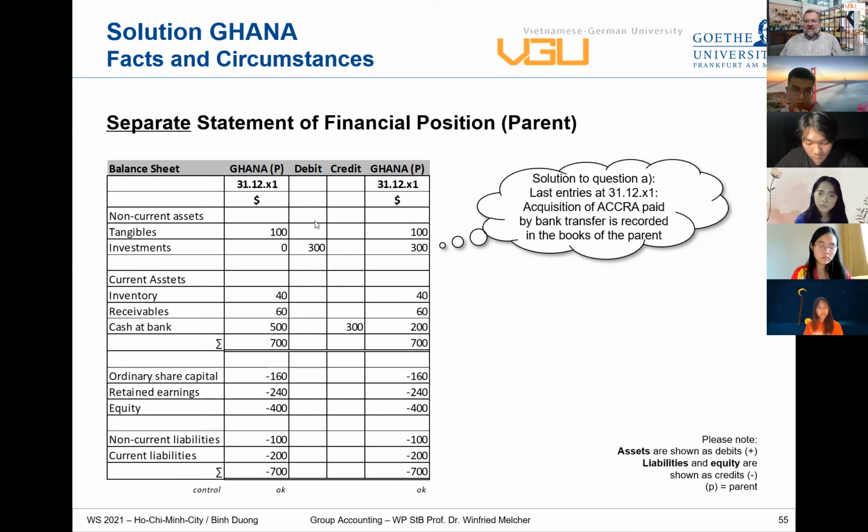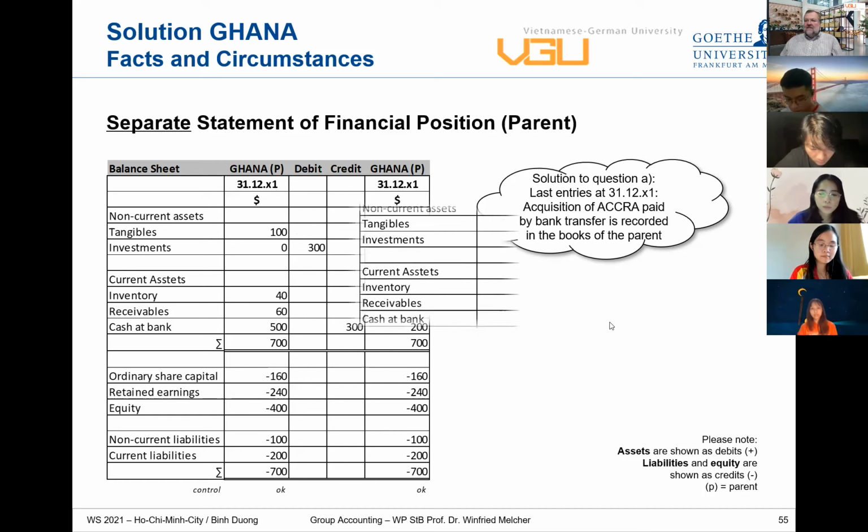So we will see the investment increasing by 300, which is the purchase price or the fair value, so to speak, of that investment. And they paid 300 out of the bank account. So the cash at bank is decreasing by that number. And that's all.